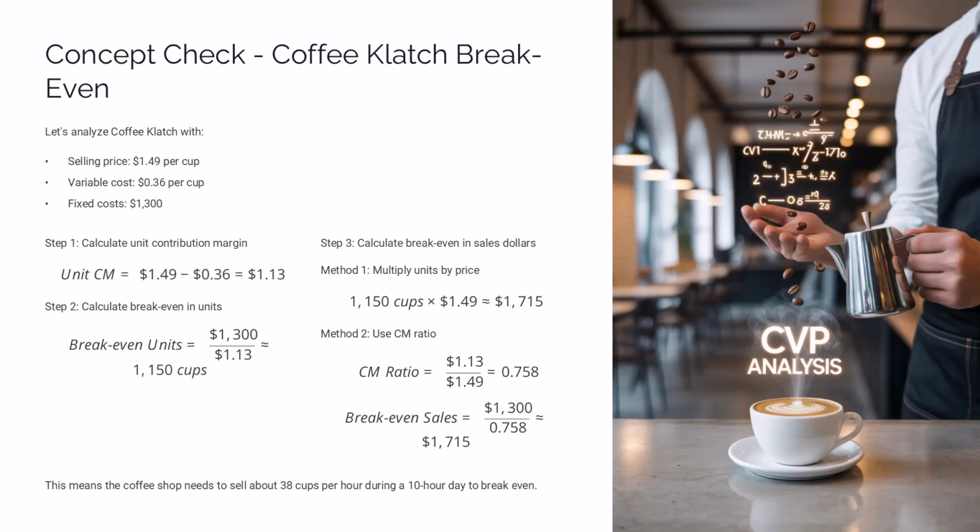Then $1,300 divided by 0.758 is approximately $1,715, which means this coffee shop needs to sell about 38 cups per hour during a 10-hour day to break even. This is exactly the analysis that Howard Schultz did when expanding Starbucks from 6 stores to 30,000 stores, calculating break-even points for each location and only opening stores where foot traffic data suggested they could exceed break-even by at least 50% to ensure profitability, even if projections were wrong.